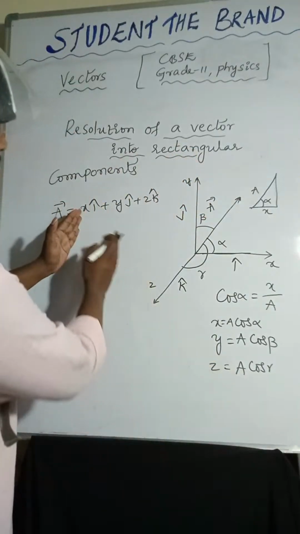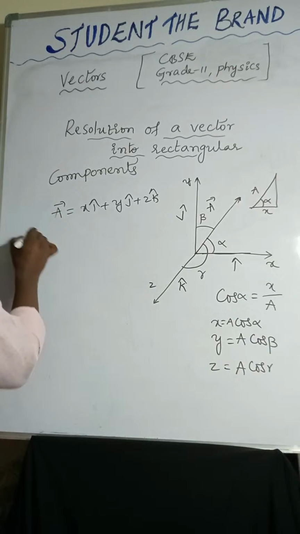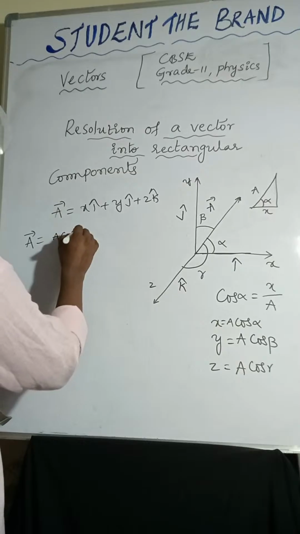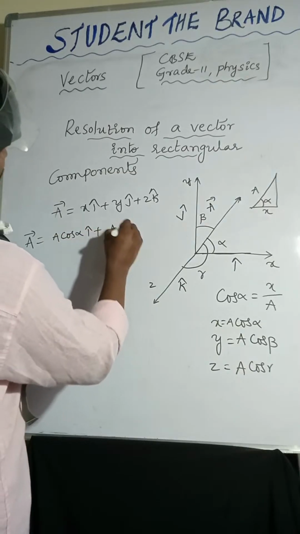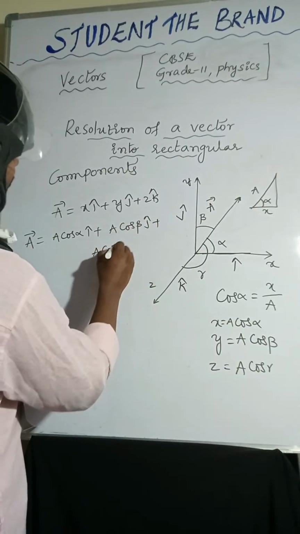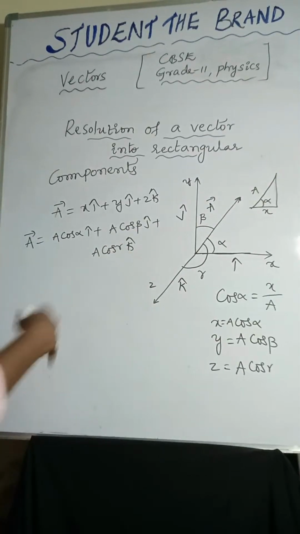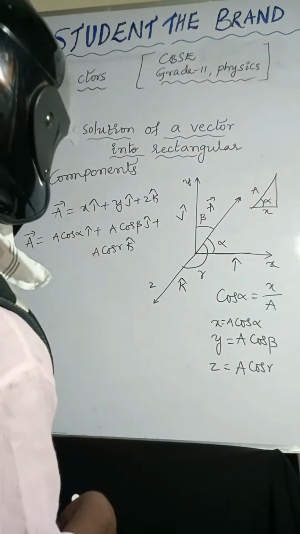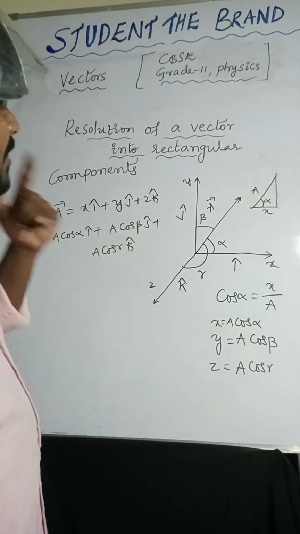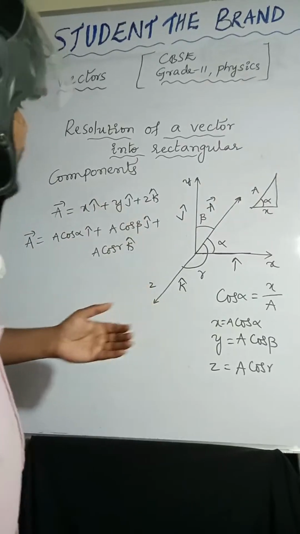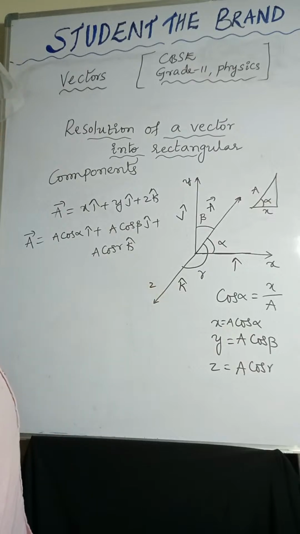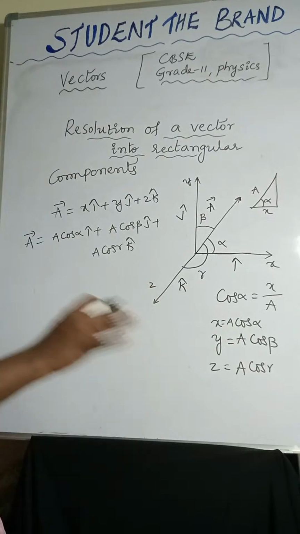Now if you substitute, A bar equals a cos alpha i cap plus a cos beta j cap plus a cos gamma k cap. If you take the mod, everything gives a, so cos square alpha plus cos square beta plus cos square gamma equals 1. These are the directional cosines, that's why we get 1. Okay, that's enough.